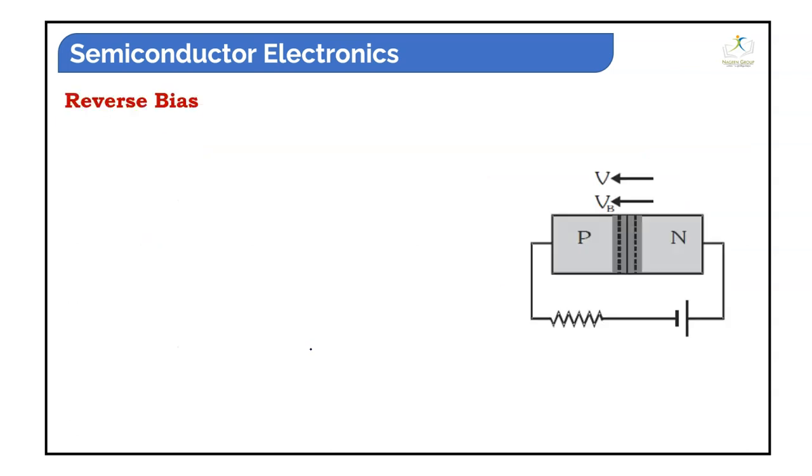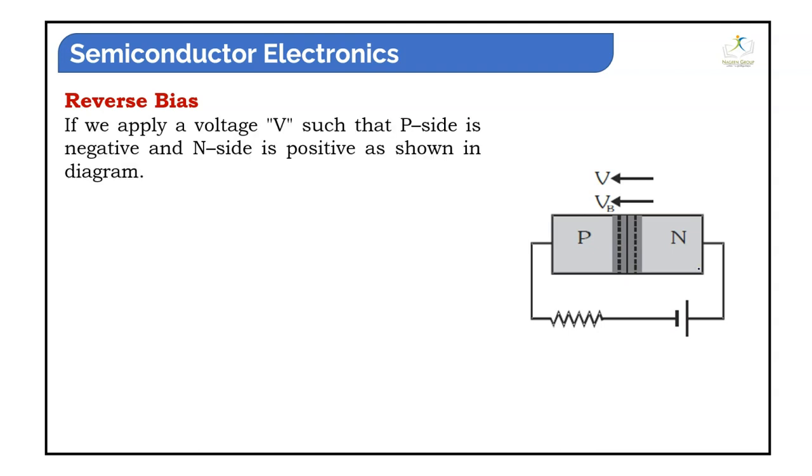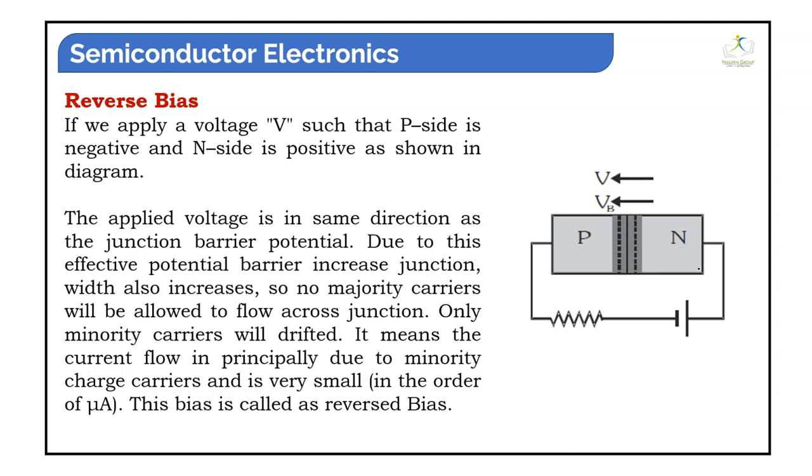So further, if I take reverse bias, what does reverse mean? Change: P with N, N with P. Now it's easy? Yes. So if we apply a voltage V such that P is connected with the negative and the N side is connected with the positive, as shown in the diagram, the applied voltage is in the same direction.